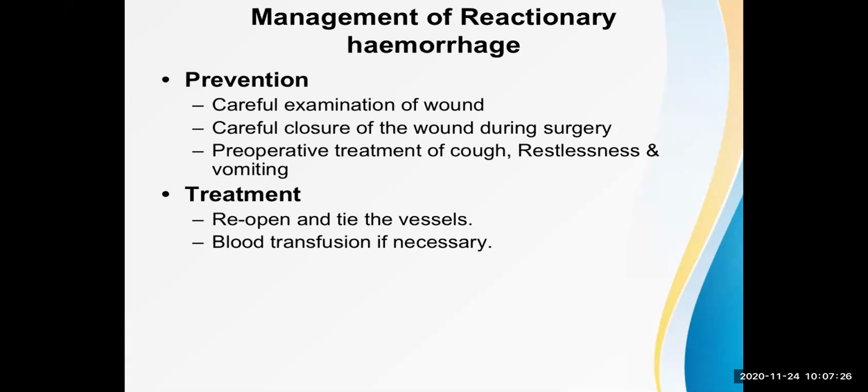So what should we do? Reopen and tie the vessels. Reopen that area. If you need to reopen the peritoneal cavity, go for it. Okay, do not hesitate, because the patient is losing blood there. And according to the necessity, go for blood transfusion. If there is severe anemia or hypovolemia, we need to go for blood transfusion as well. So these are the management points.